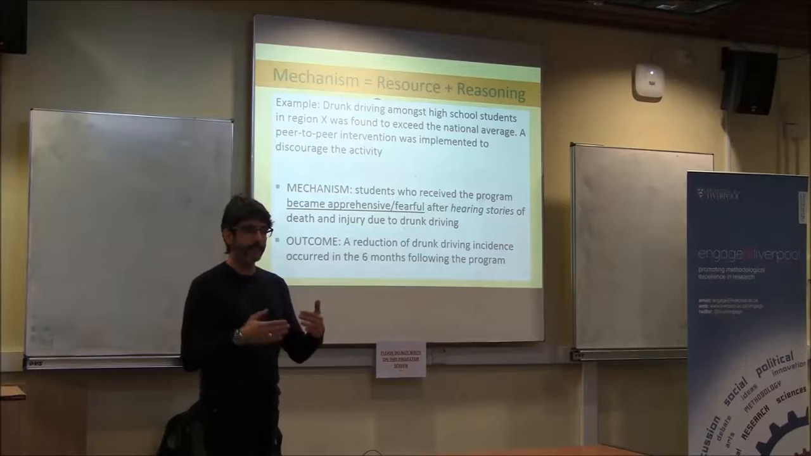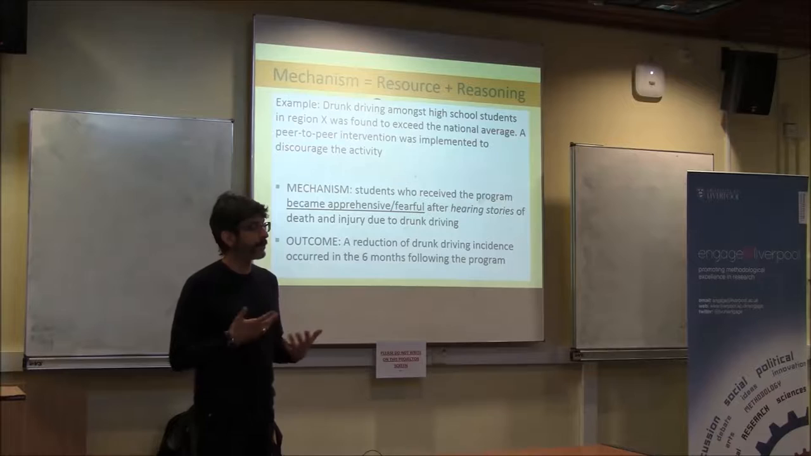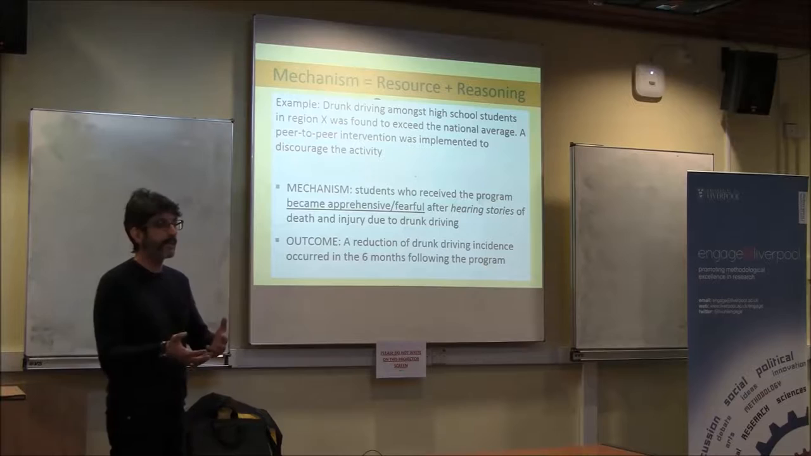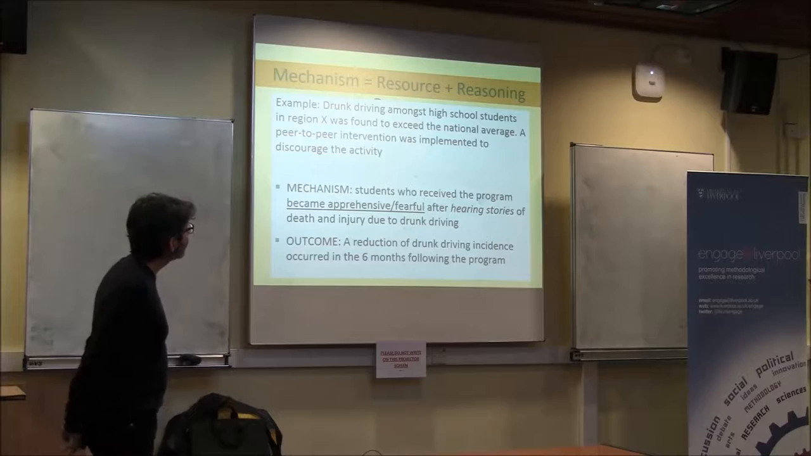Most of you know what peer-to-peer intervention means. Basically, we would train a group of students, say a group of grade 10 students, and they would go through a little training and learn how to disseminate stories and information about the dangers of drunk driving. Then they would go to their classmates, their peers, and disseminate these stories and try to influence peers in a positive way. So here I have the mechanism as: students who received the program became apprehensive and fearful after hearing stories of death and injury due to drunk driving.